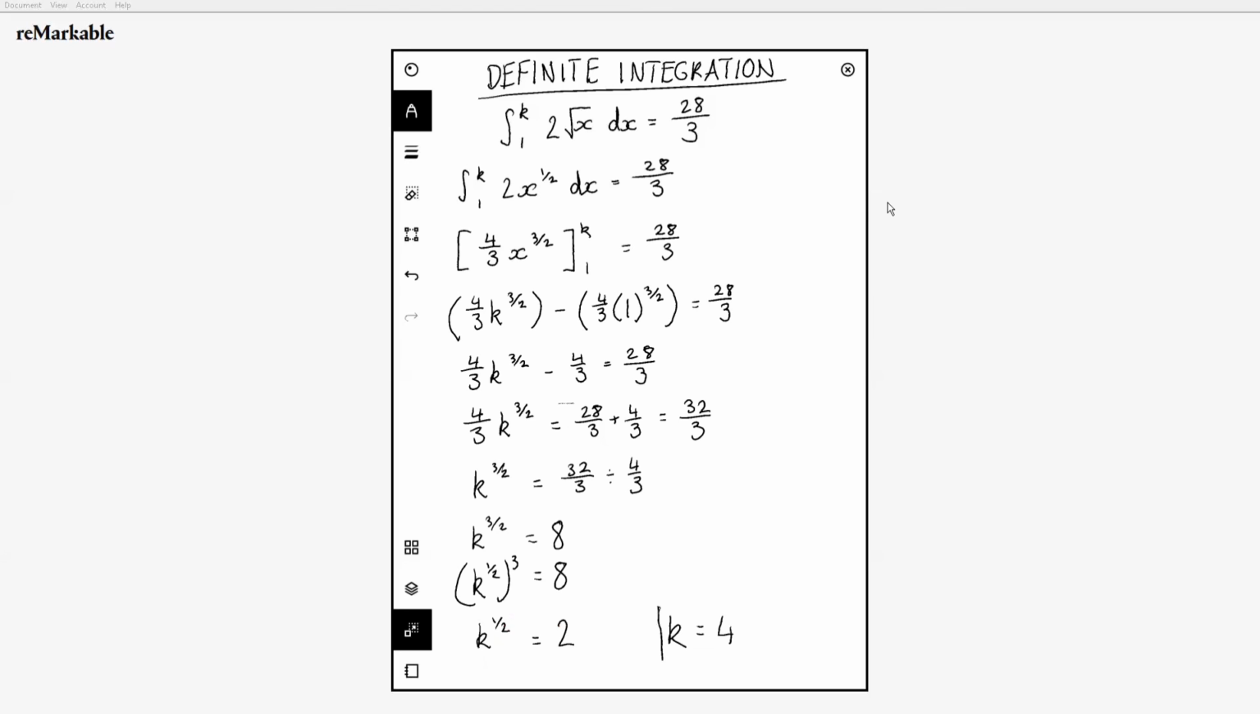So then that is our final answer, and you can plug that back in up here, and you can see if that does give you the correct answer, and thankfully it does.